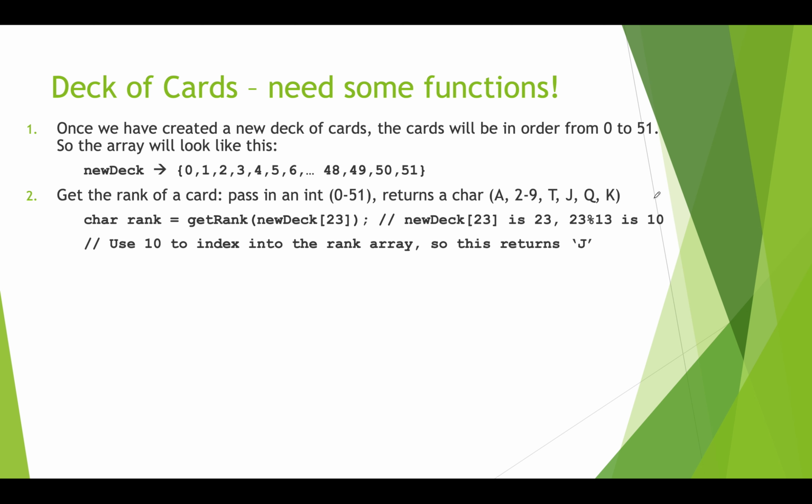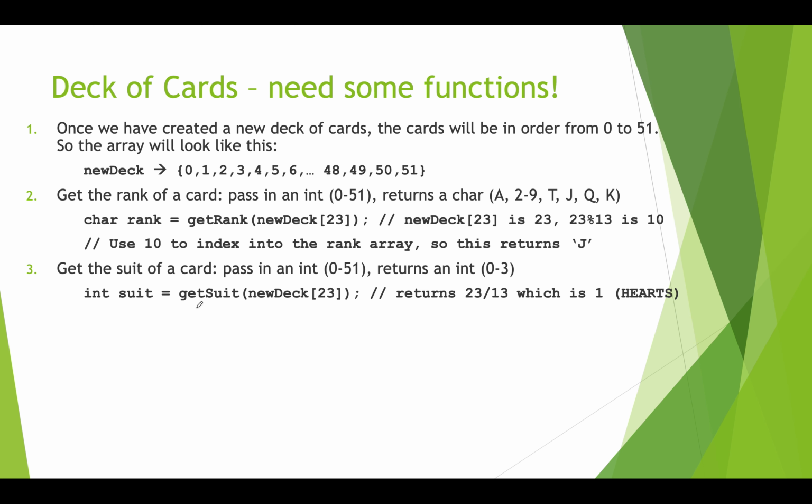So we can do this with any card, and it will return either A for ace or one of these other values. We want to be able to get the suit of a card, so if we do the same thing, we call get suit, we're going to store the return value in an integer called suit. We're going to pass in an integer, so here we're saying go into our integer array, new deck, get whatever's at index 23. Again, because the deck hasn't been shuffled, this is going to get 23. And 23 divided by 13 in integer division is going to give us hearts. So this is going to be the Jack of Hearts.